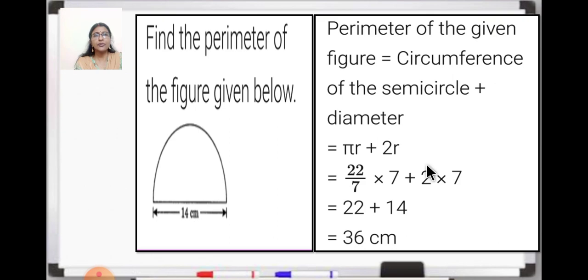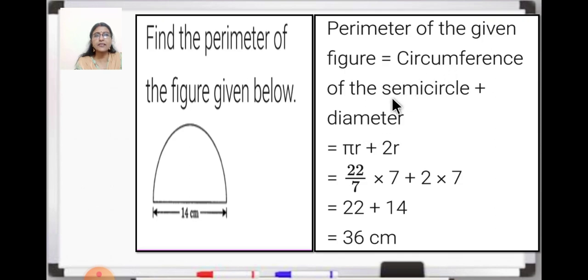First, what you will do, you can see here the perimeter of the given figure is the circumference of the semicircle. You can see this is a semicircle, half of the circle. So we call it a semicircle. We need to find out the circumference, because we have to find out the perimeter. So we have to find out the circumference of the semicircle plus this diameter. This is the diameter. So plus diameter. First we'll write in this way.